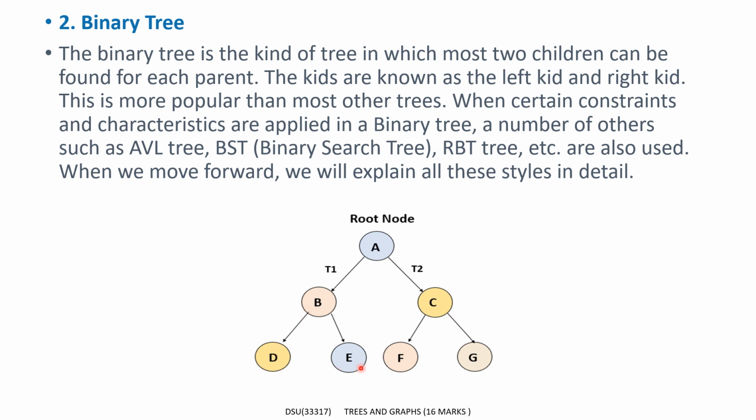B has the D and E nodes. C has the F and G nodes. That means two nodes each. Each and every node has two nodes.